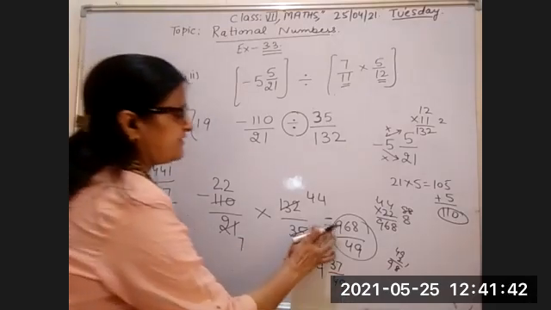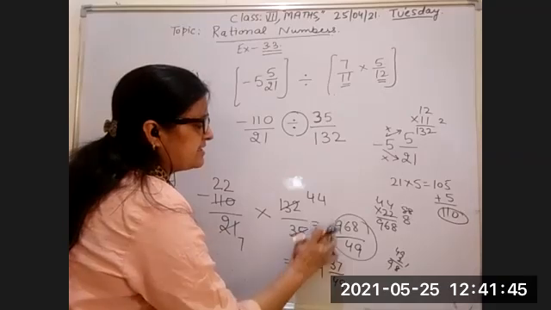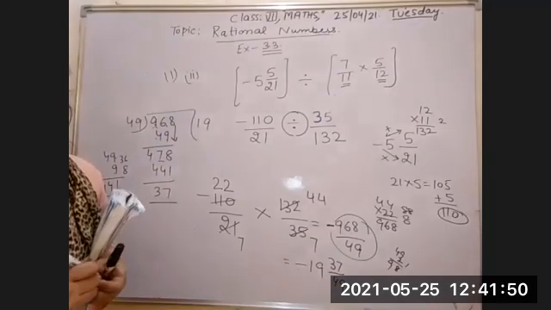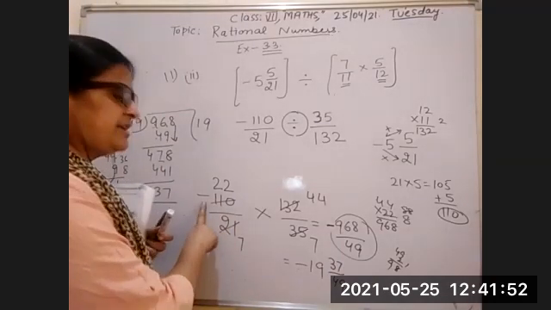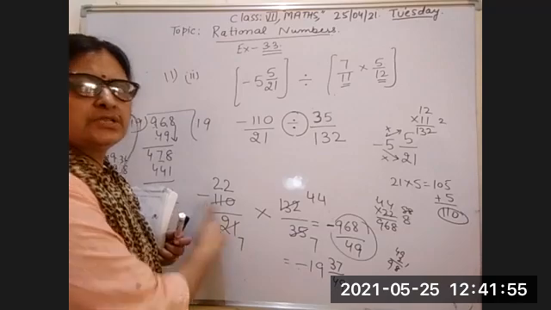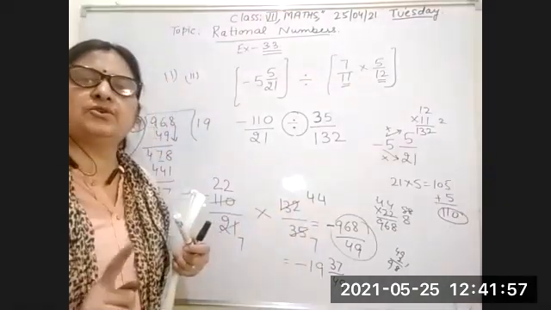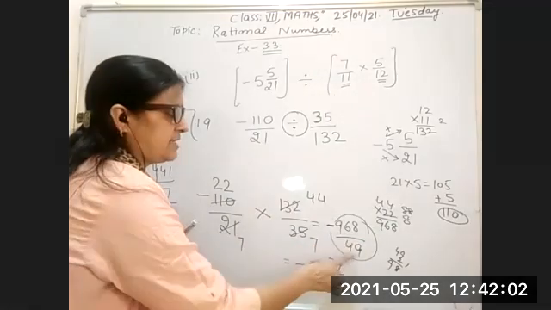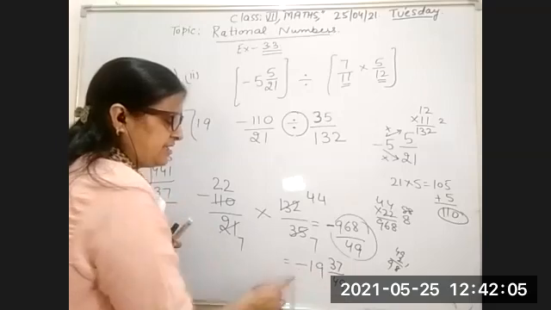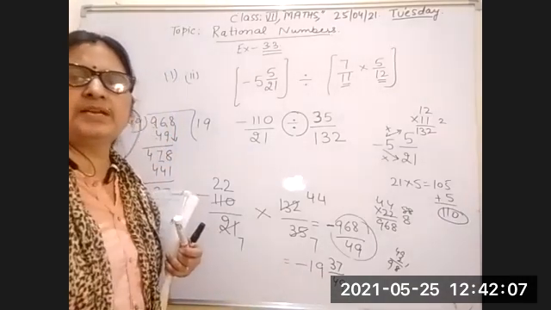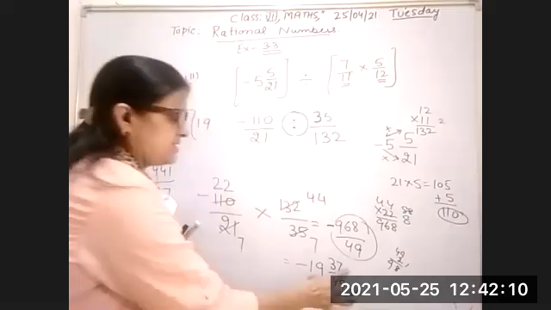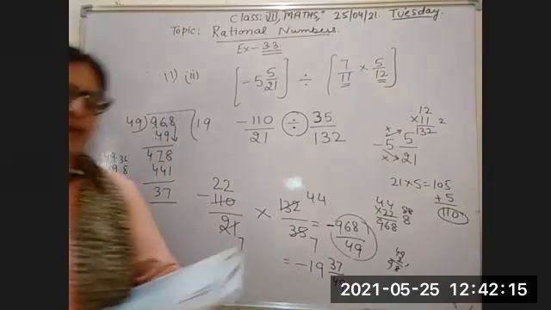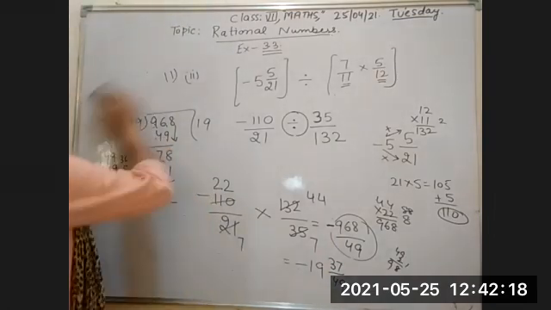So how you will divide minus 968 upon 49? Because minus sign is also given in the question, so you have to put the minus sign also here. And now you have to divide 968 by 49. Your answer will be written in the form of mixed fraction minus 19 and 37 upon 49. Now note down this question, and we will take your 12th question now.